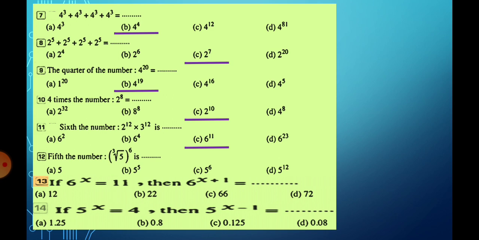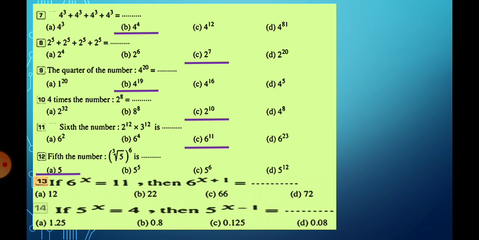Number 12, the fifth means divide by 5. The cube root of 5 all to the power 6 equals 5 to the power 2. Fifth means divided by 5. 5 to the power 2 divided by 5 equals 5.